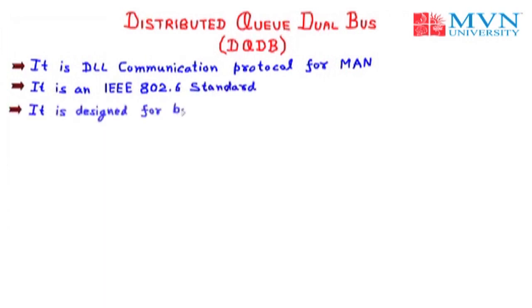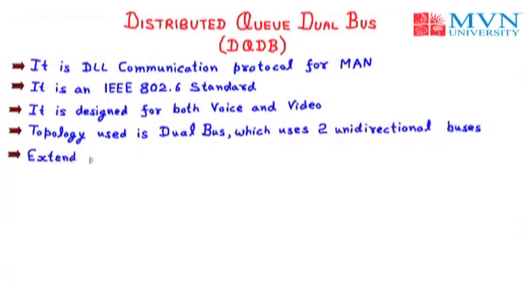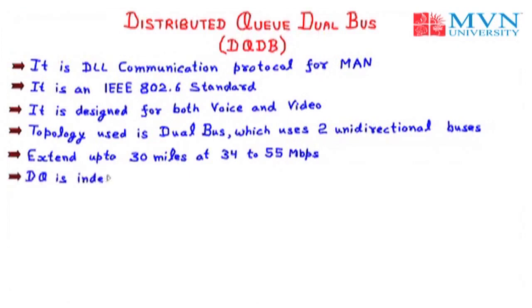The DQDB is designed basically for both voice and video. In the DQDB, we use the topology that is dual bus, and dual bus contains two unidirectional logical buses. The DQDB can extend up to 30 miles at 34 to 55 Mbps. Mbps stands for megabits per second. Another important thing is that DQDB is independent of the physical size of the network.